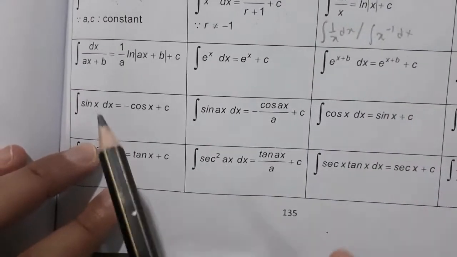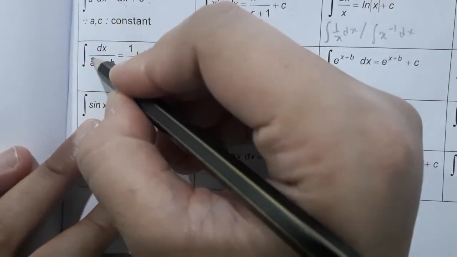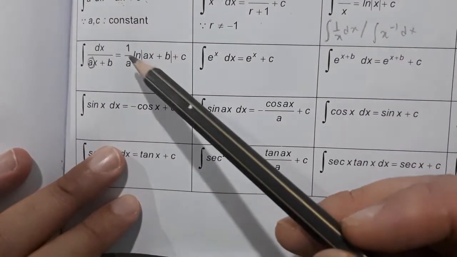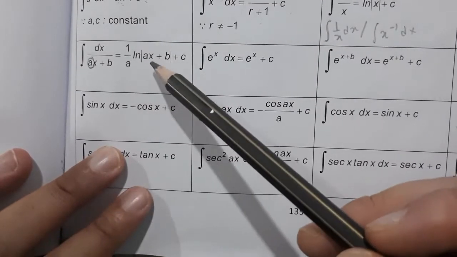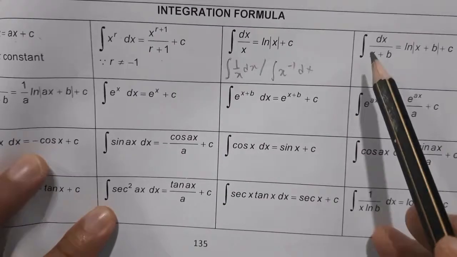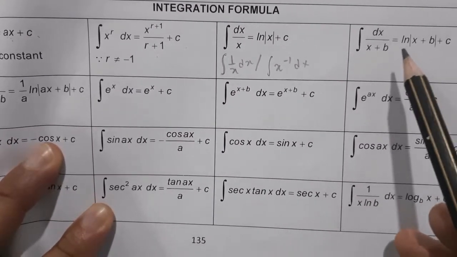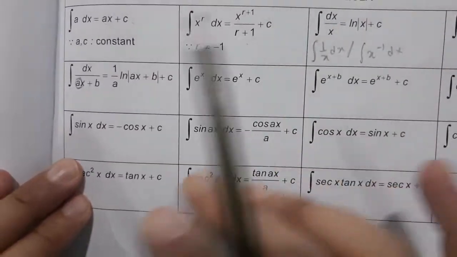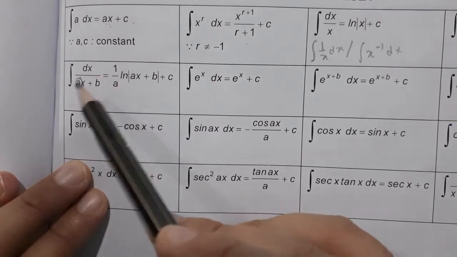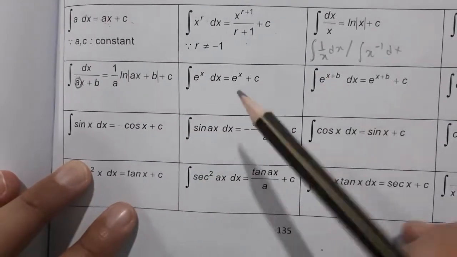Next, what if you want to integrate 1 over ax plus b? So there is a coefficient in front of x. We get 1 over a ln of ax plus b. Compared to this one, when we don't have any coefficient in front of x, ln of x plus b. If we have a coefficient a in front of x, the answer of the integration is 1 over a ln of ax plus b, plus c.